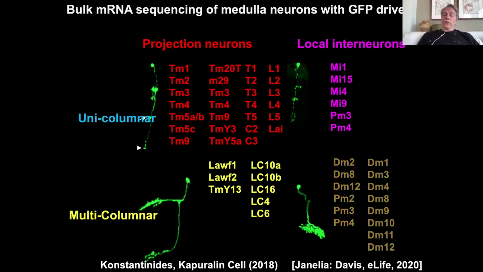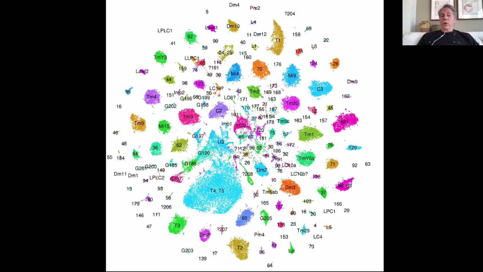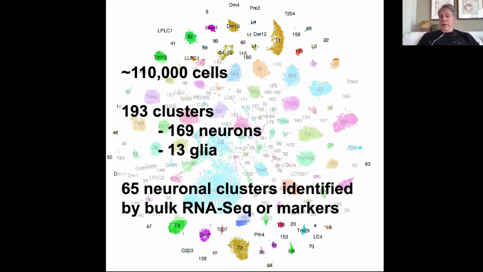But then, of course, about 2-3 years ago, single-cell sequencing came out on the market, and we decided that it was a perfect technique for us to use, not to get to one neuron at a time, but to get to all the neurons at the same time. And so what you have here is a pretty amazing picture, which was obtained when we sequenced about 110,000 cells, okay?